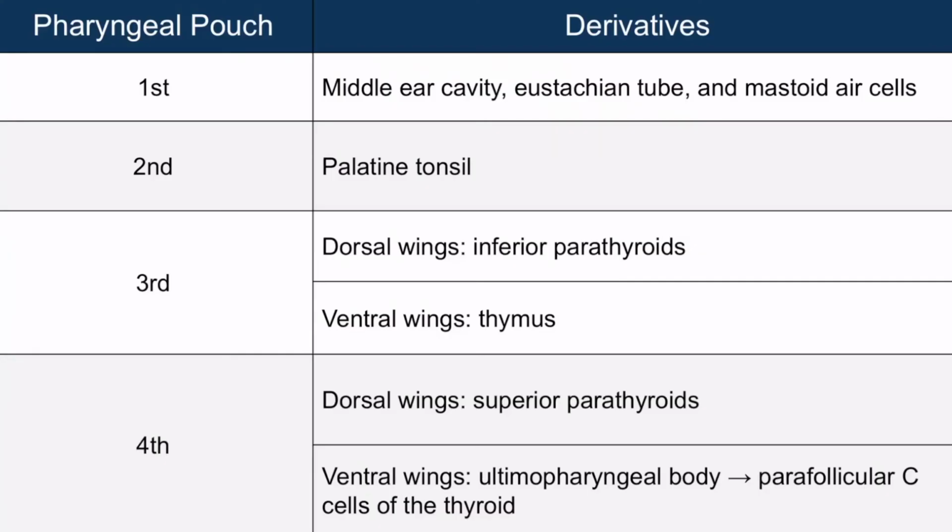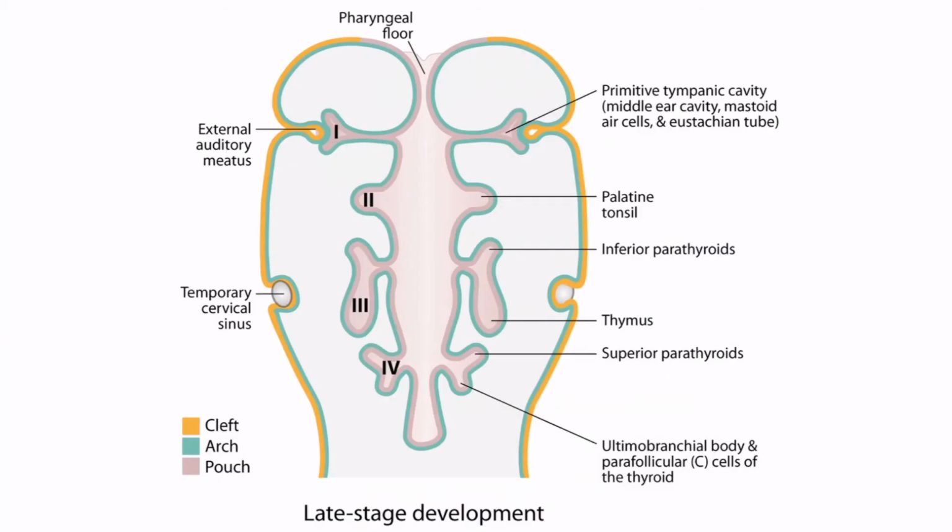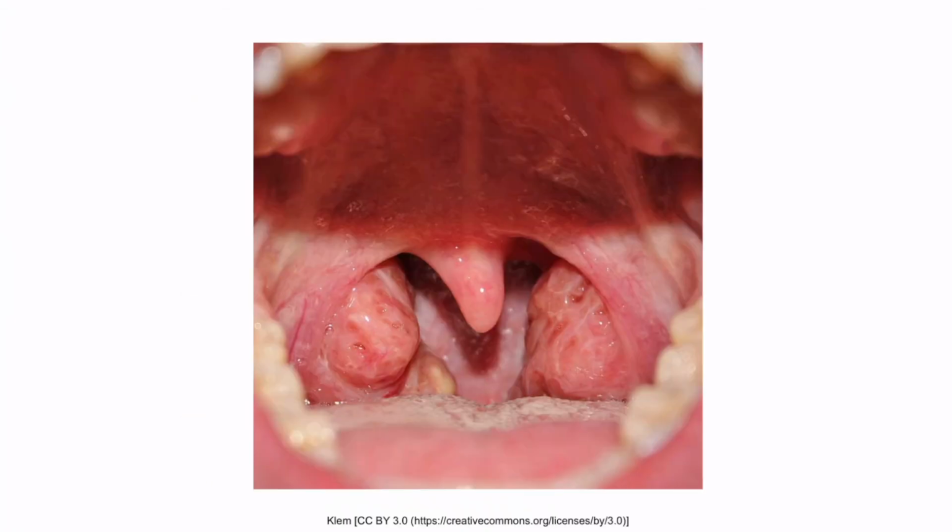The second pharyngeal pouch becomes the palatine tonsil. We can see the second pharyngeal pouch right here, and notice that we've shown it labeled as the palatine tonsil. Here is a picture of palatine tonsils. In this picture, they're quite inflamed, and you can see them right here.